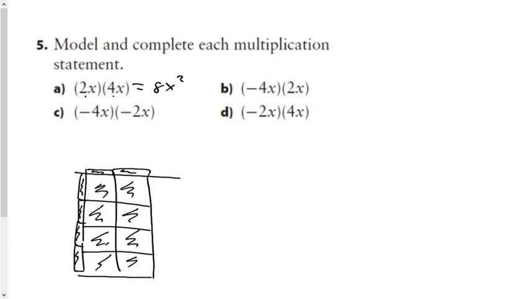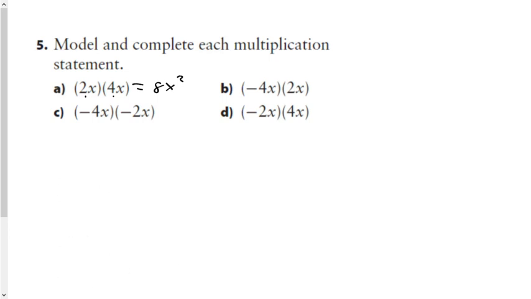Our B is negative 4x times 2x. I'm going to save some time here. Well, it's probably not going to save time, but I'll take my eraser, and I'll just erase these parts right here, and I'll make them negative instead. And then because they're negative, these here will also become negative. So there's the really fast version of B.